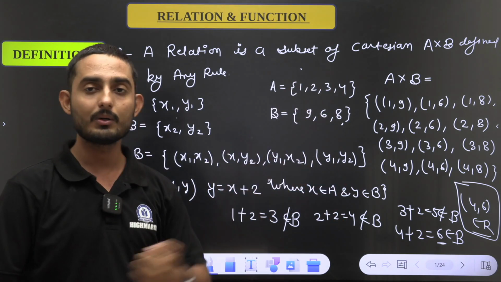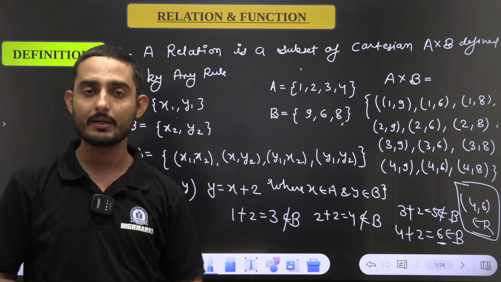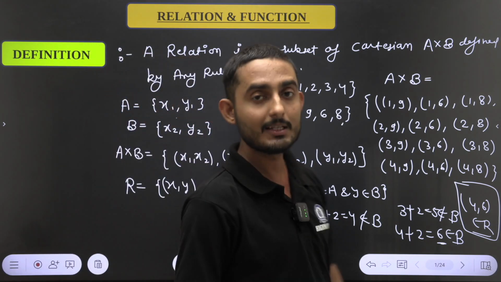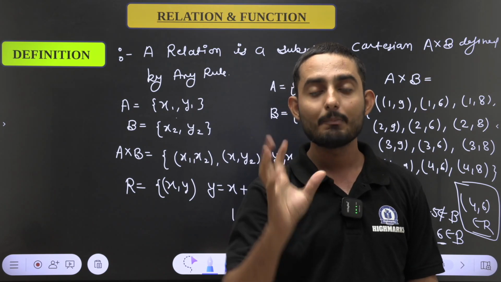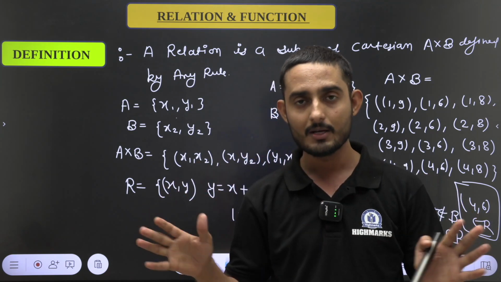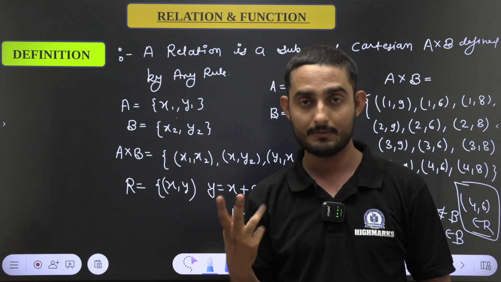And how do we form this? We form it by using some rule, and the rule is Y equals X plus 2. So this is the basic meaning of relation. In a relation, we are given some rule. By that rule we find all the elements of that relation, and the relation will be a subset of the Cartesian product of two sets.